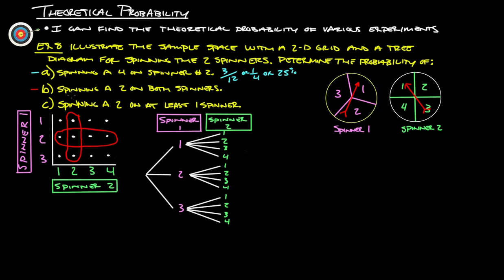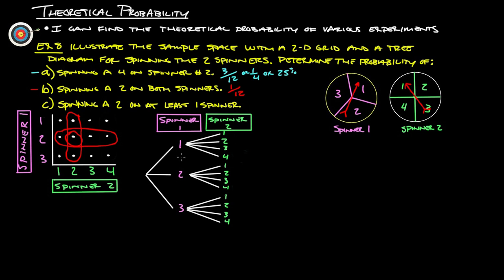Okay, now it's spinning a 2 on both spinners, so it has to be where they intersect, where they both hit. So it's just this one spot right here. Okay, so that's going to be 1 out of the total 12 possible outcomes.